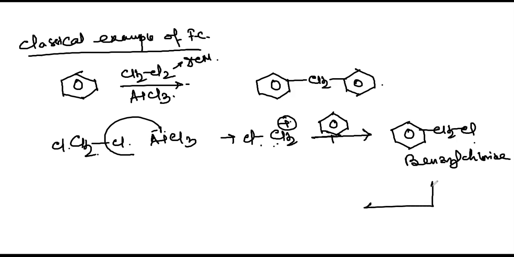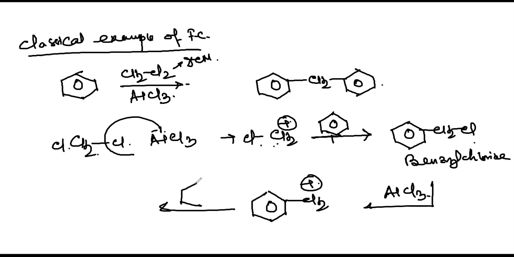Now again, it reacts with AlCl3 and gives this CH2 plus charge. Again, whenever this is treated with benzene, you can directly add this group to the benzene. So the structure will become diphenyl methane. Diphenyl methane is the structure here. So this is the special Friedel-Crafts reaction. Again, you can see another special Friedel-Crafts reaction here.